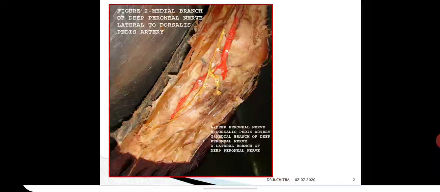What are the invertors and what are the evertors of the foot? Invertors of the foot are the tibialis anterior and tibialis posterior. Evertors of the foot are the peroneus longus, peroneus brevis and peroneus tertius. Through which joints this inversion and eversion occurs? They occur at the subtalar and the mid-tarsal joints.